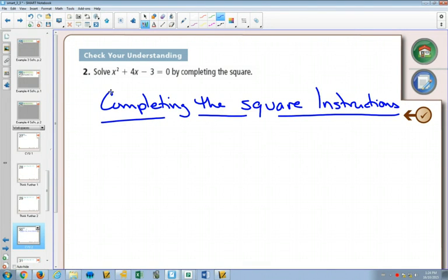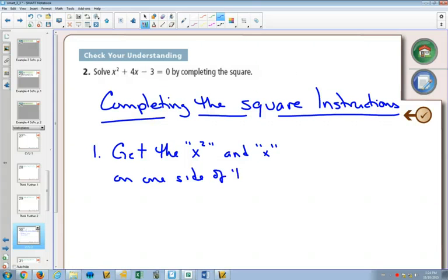So here we have our first example, x squared plus 4x minus 3 equals 0. Step 1. We are going to get, I'll call it the x squared and x on one side of the equation, comma, the constant, and remember from grade 9 math, a constant means a number without a variable on the other side.